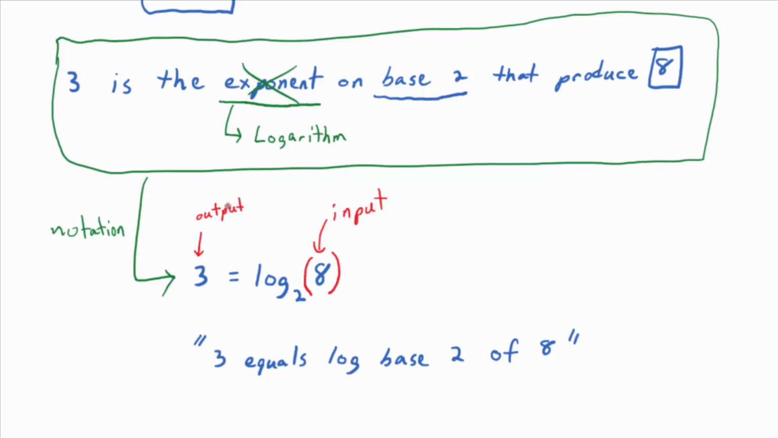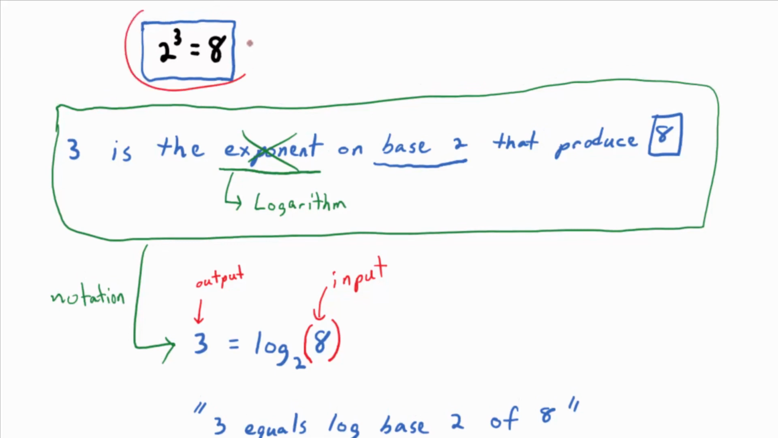3 equals log base 2 of 8. Log base 2 is the name of the function. It's just like saying f of 8, but in this case the name of the function is log base 2. So don't think of that as 2 to the 8th power. Because do you see 2 to the 8th power anywhere in the original construct? No. It's 2 cubed equals 8.